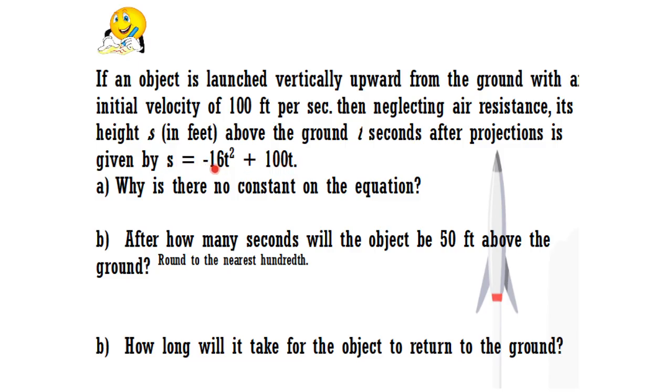Notice I already put the -16 in there. The 100 is that initial velocity, but what's missing is my constant out here. Do you know why that constant is not there? That's my first question. Why is there not a constant there? Because it's 0. Remember, it said that it was launched vertically from the ground. It's starting at the ground.